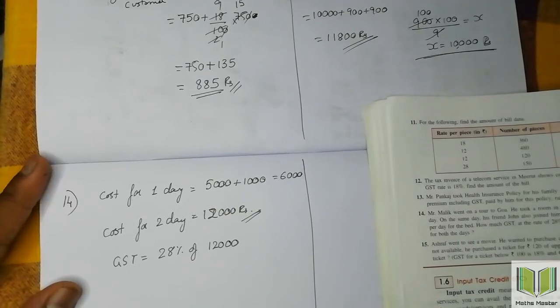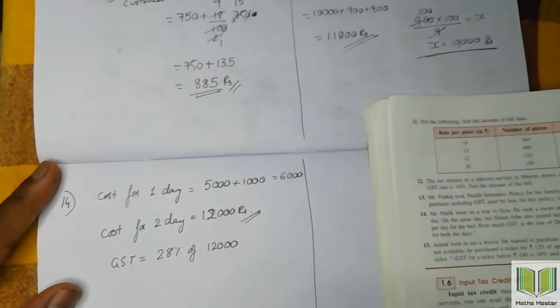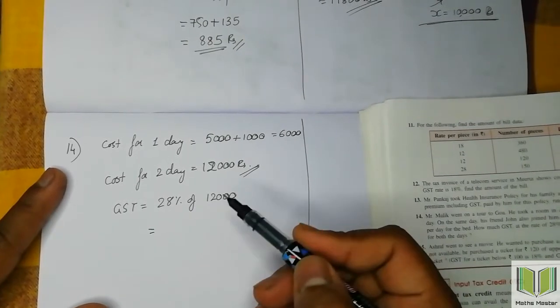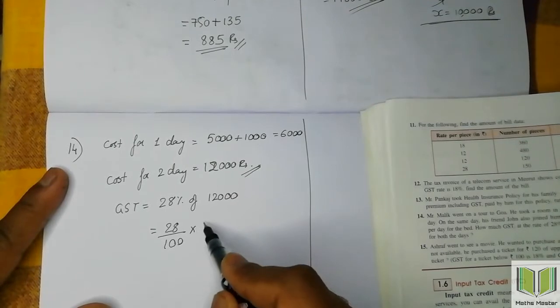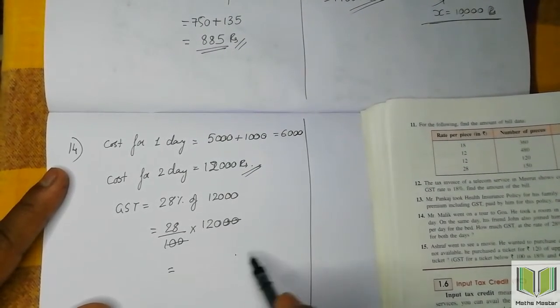Interstate doesn't come into the picture in this particular question. Why? Because they are not bothered about which state the person has come from. Not necessary. It is in Goa. GST is 28%. So calculate GST, which is equal to 28% of 12,000. So 28 divided by 100 multiplied with 12,000. Zeros get cancelled. 28 times 12.